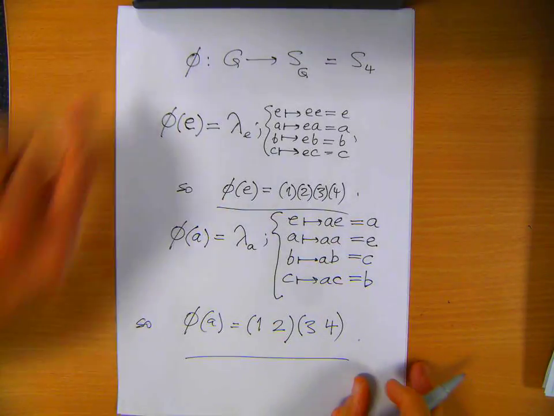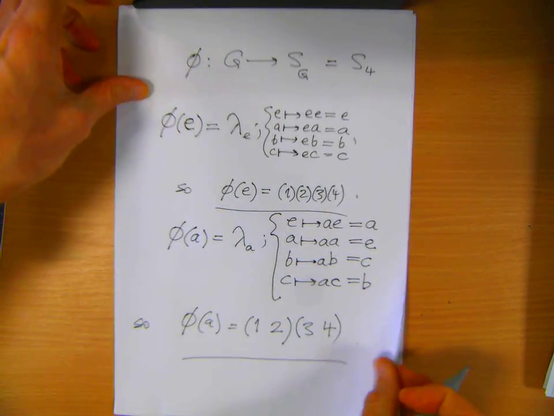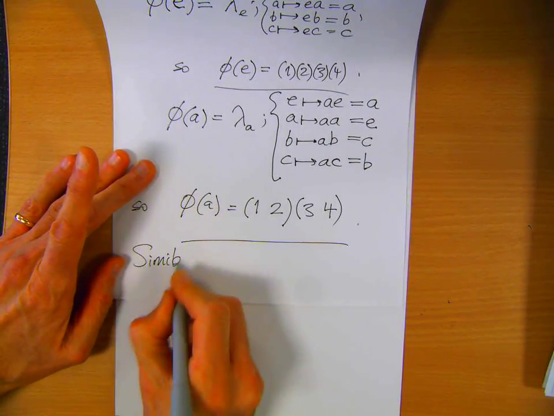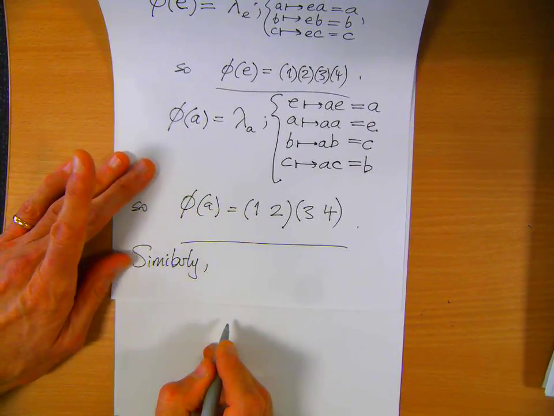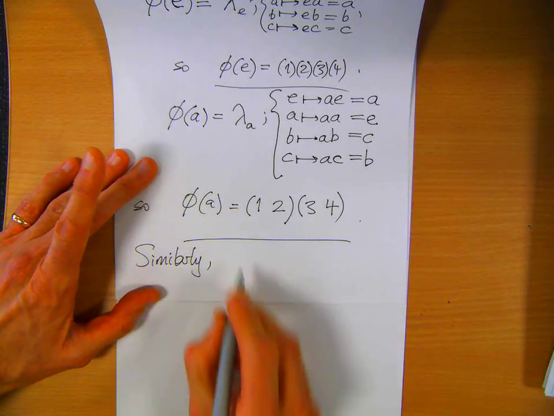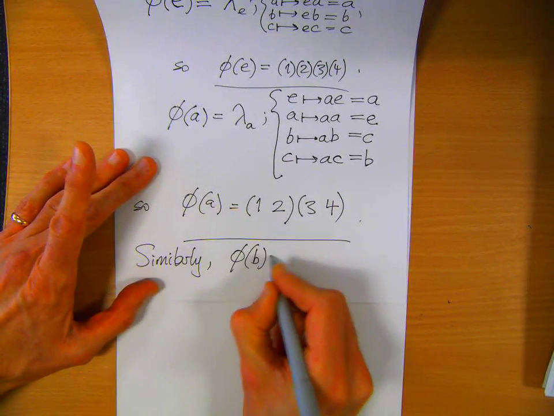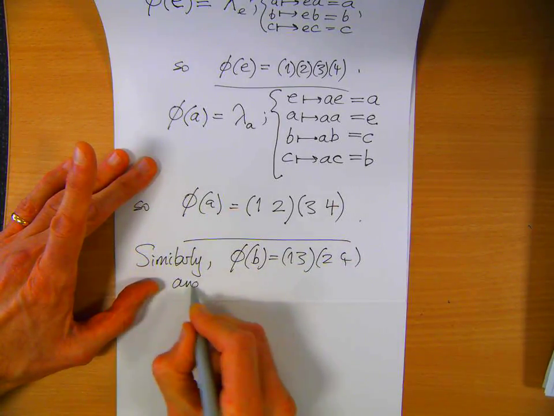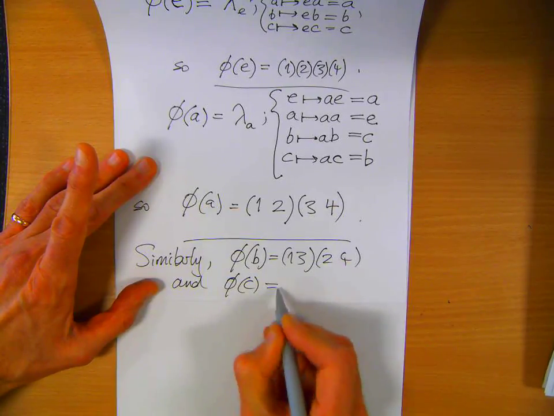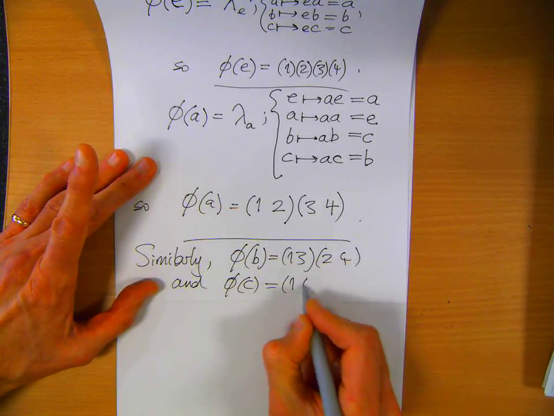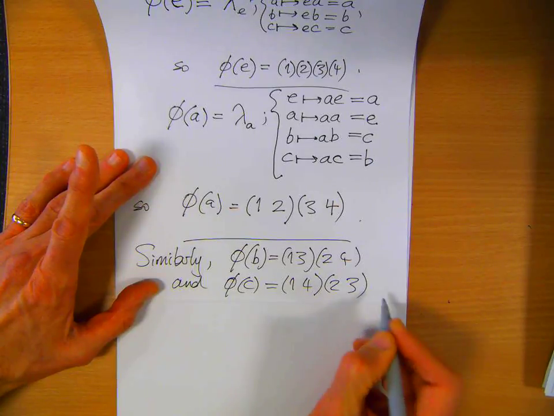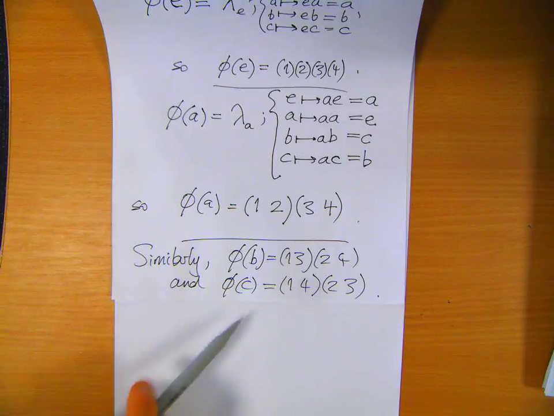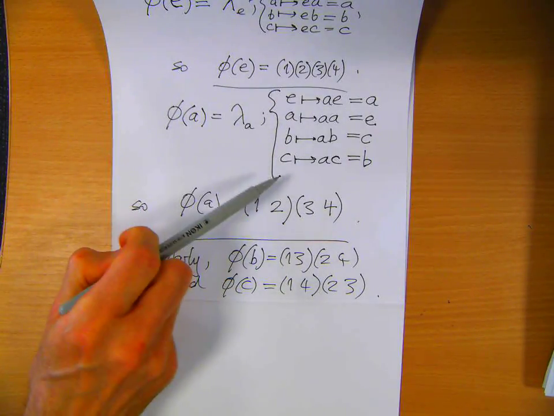Okay? And we're running out of time, but I'll let you check. So similar here is a bit cheeky in a way, but I'll let you check that phi of B is 1, 3, 2, 4, and phi of C, left translation by C, is 1, 4, 2, 3. Okay? So I'll leave you to check that. It's a similar computation to that.